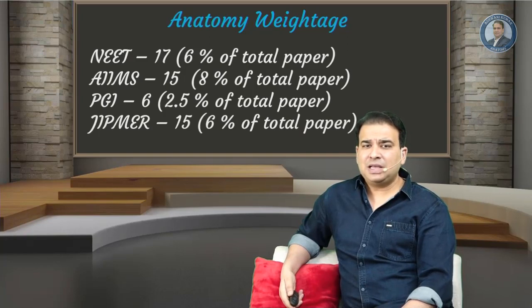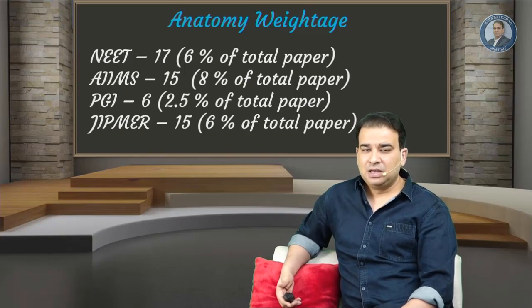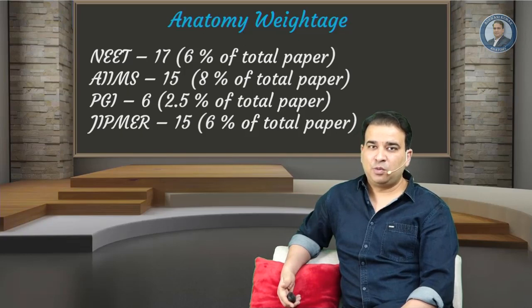And finally, the JIPMER exam. Again, anatomy is asked quite a lot. A lot of clinical anatomy is asked in this JIPMER exam. So again, almost 15 questions, around 6% of the total paper, account for human anatomy.